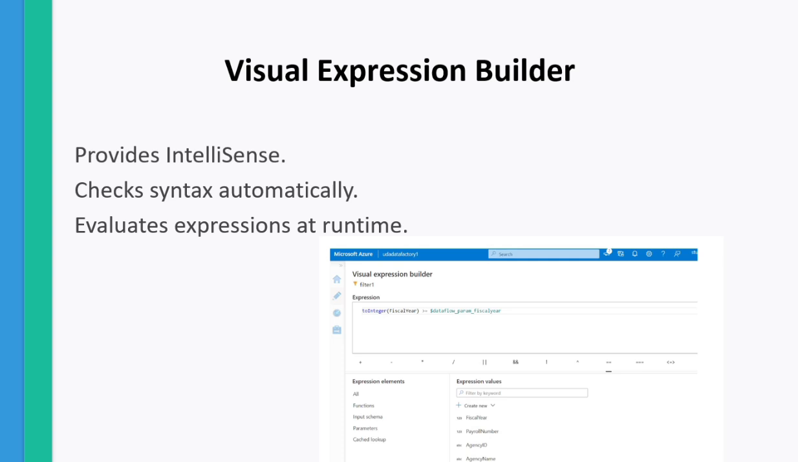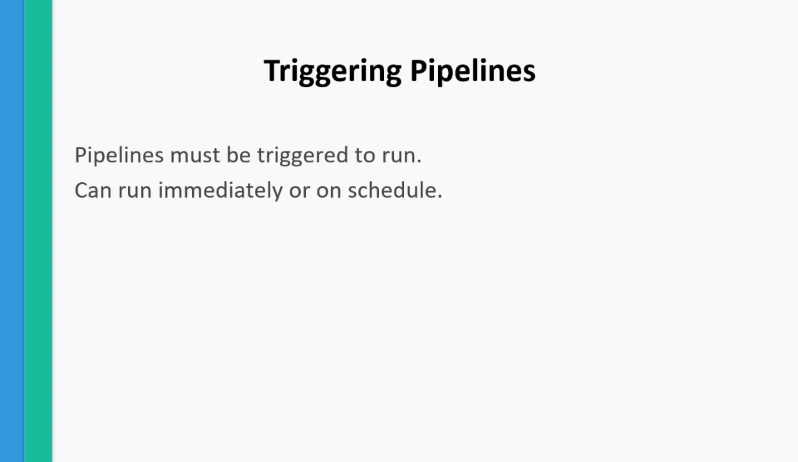Okay, now our pipeline is ready after making all this, but nothing will happen until you trigger it. So triggering simply means running the pipeline. You can run it immediately, manually, or on a schedule. So if you don't trigger, there will be no execution.